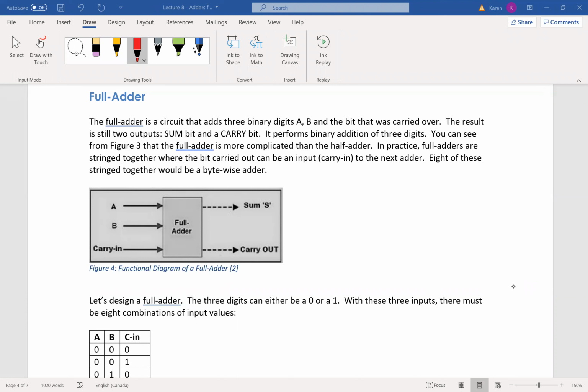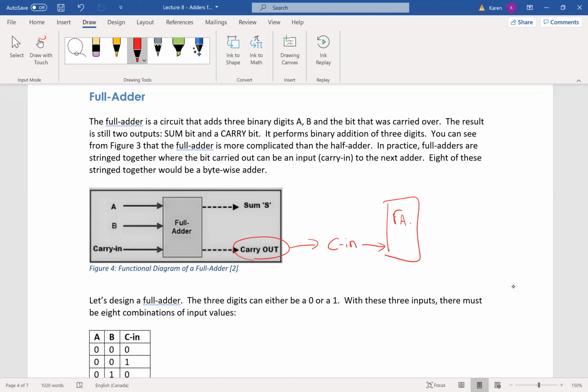So what you can do is take this full adder and link it to the next one, where this one's carry out will be the carry in of the next full adder. So that's far more useful. So you can string them together and make a bitwise adder.